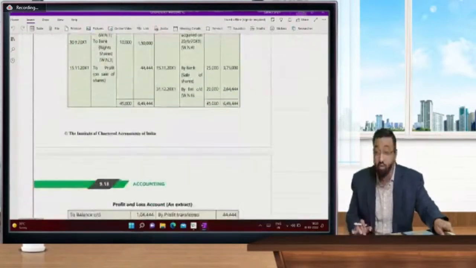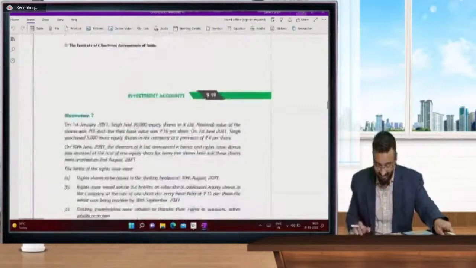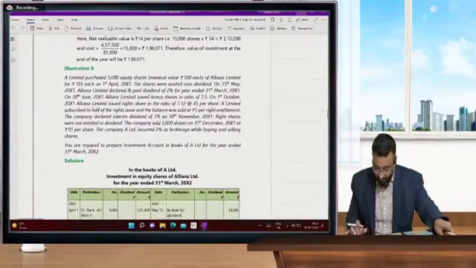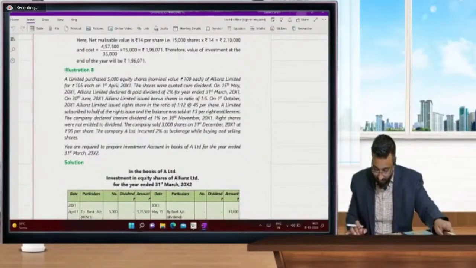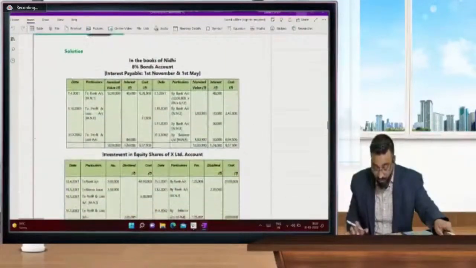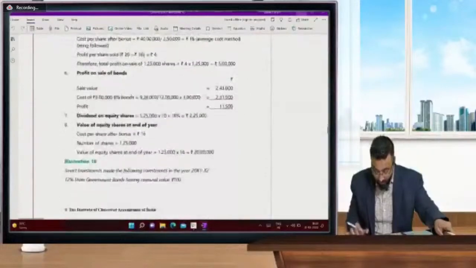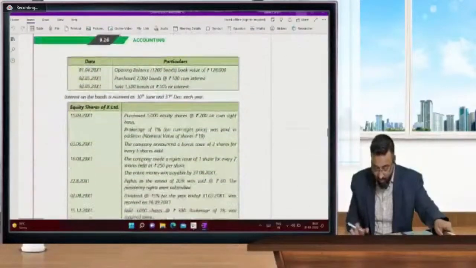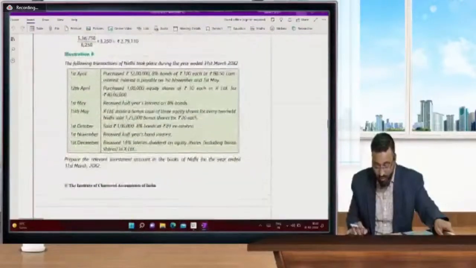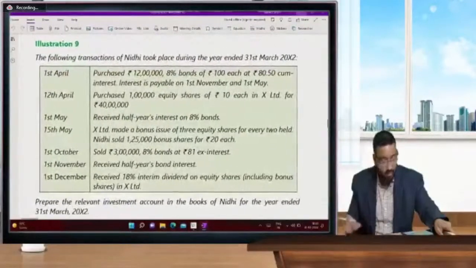So illustration number 8. Illustration 8 से अच्छा बेटा हम लोग ये थोड़े बड़े वाले illustrations लेते. Illu 9 and illu 10 that we are going to cover. Don't worry, 8 भी ले लूंगा. So illu 9 and illu 10 we are going to cover. Okay.